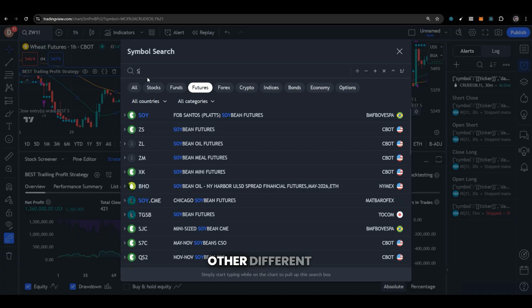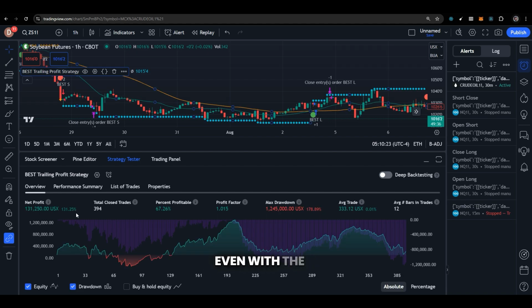There are also other futures like Soybean. Let's see how the returns are. Even with Soybean, the returns are good. Profit factor is reduced and the drawdown is higher, but the returns are decent.